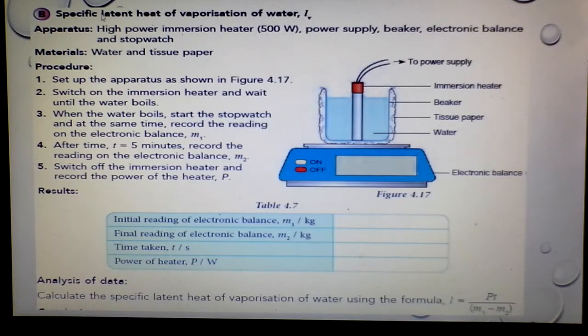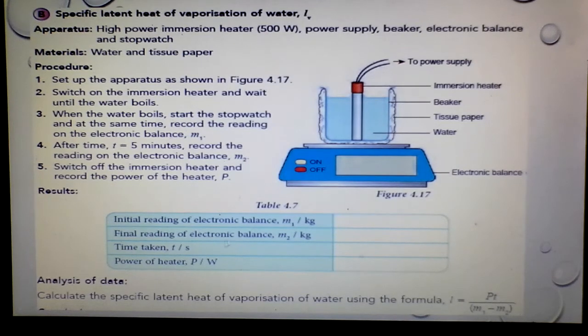Part B, specific latent heat of vaporization of water, Lv. Apparatus: high power immersion heater, 500 watt, power supply, beaker, electronic balance, stopwatch, water and tissue paper. Procedure: set up the apparatus as shown, switch on the immersion heater and wait until the water boils. When the water boils, start the stopwatch and at the same time record the reading on the electronic balance M1. After t equals 5 minutes, record the reading of the electronic balance M2. Switch off the immersion heater and record the power of the heater P.